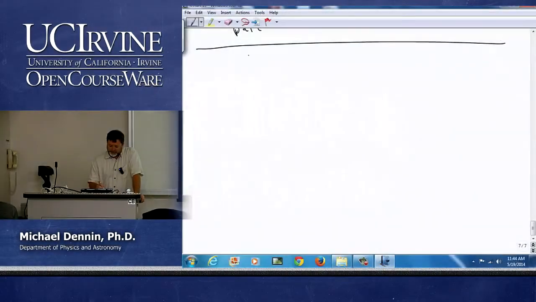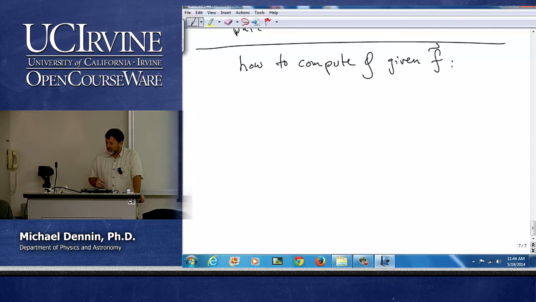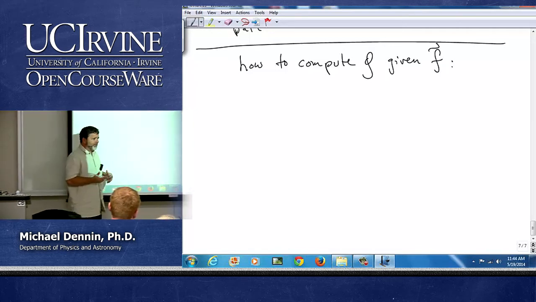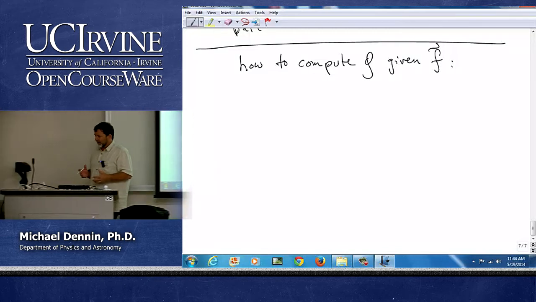I think one of the biggest challenges is how to compute phi given f. I think it just takes a conceptual twist at the end to be able to get this right.